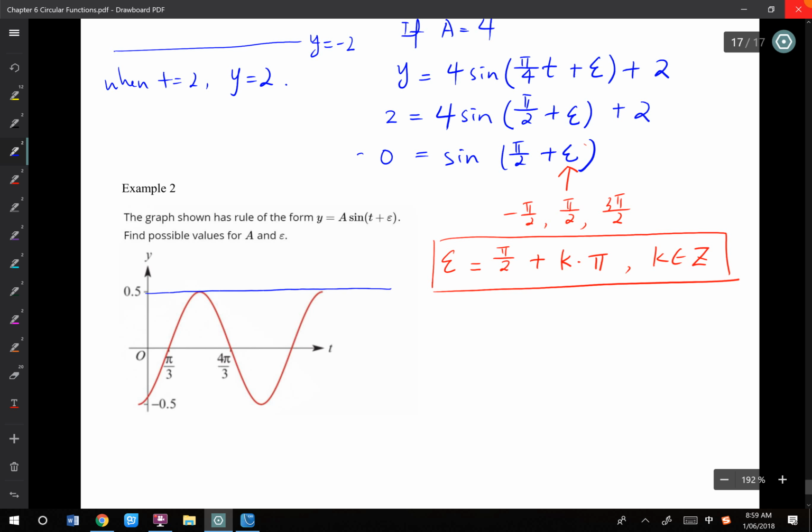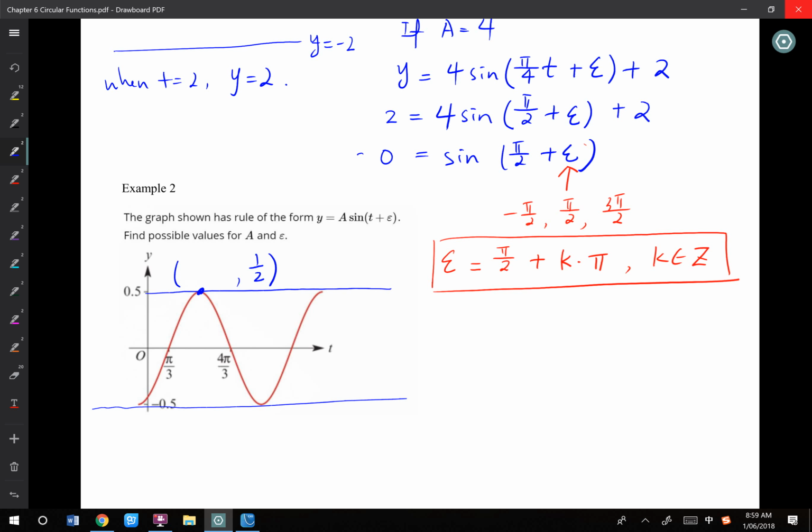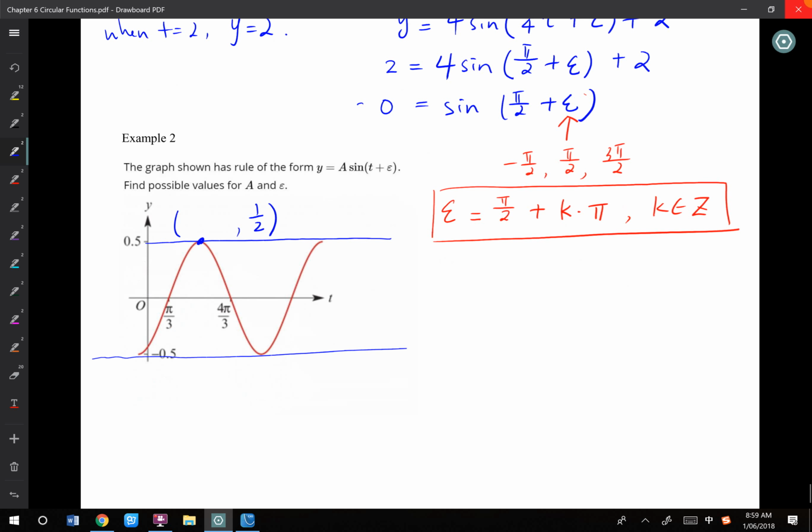I have a half. I have minus a half. Can you tell me what the coordinates are here, please? What's the x coordinate for that? Well, the y coordinate must be a half. What's the x coordinate? How can we do it?